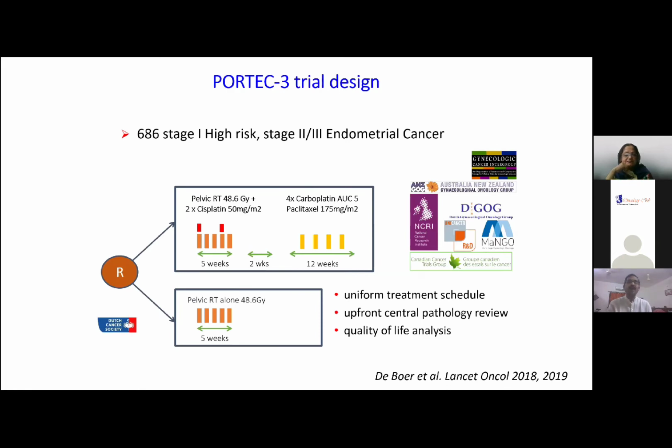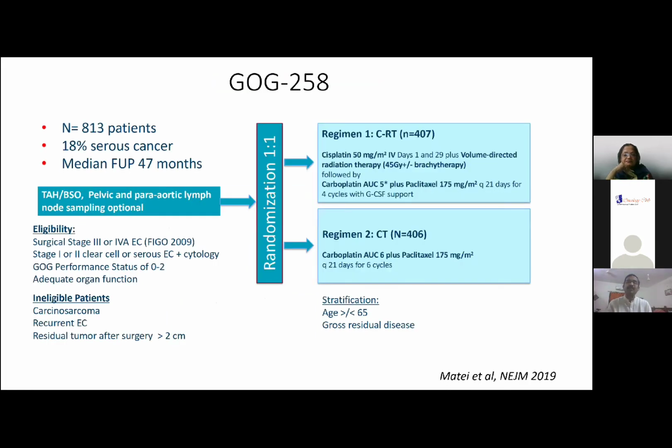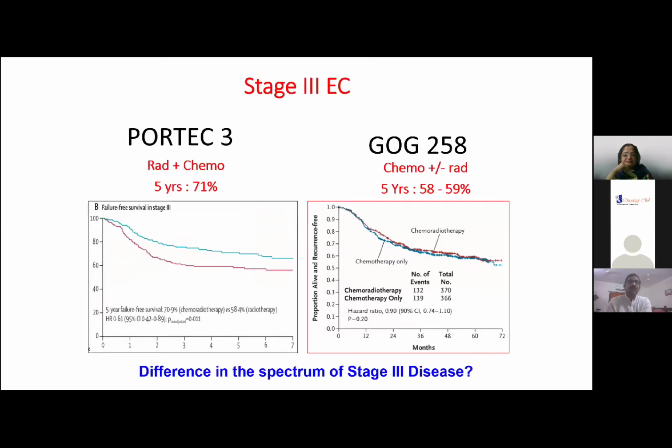And in GOG 258, the concomitant chemoradiation was similar to what was seen in PORTEC-3, versus the other arm, which was adjuvant chemotherapy, paclitaxel and carboplatin for 6 cycles. What I wanted to highlight was that although both the studies had a common arm of chemoradiation, the 5-year survival for patients with stage 3 who received concomitant chemoradiation in PORTEC-3 was 71%, whereas in GOG 258, it was roughly around 60%.